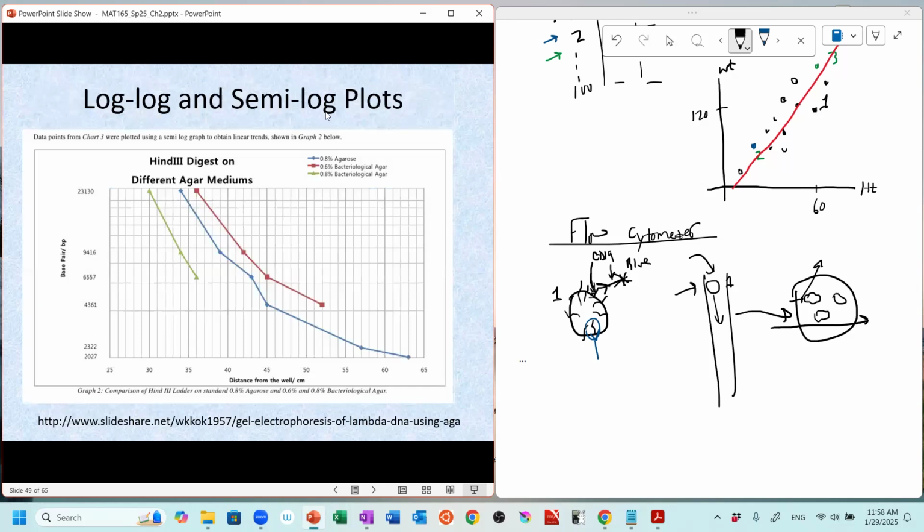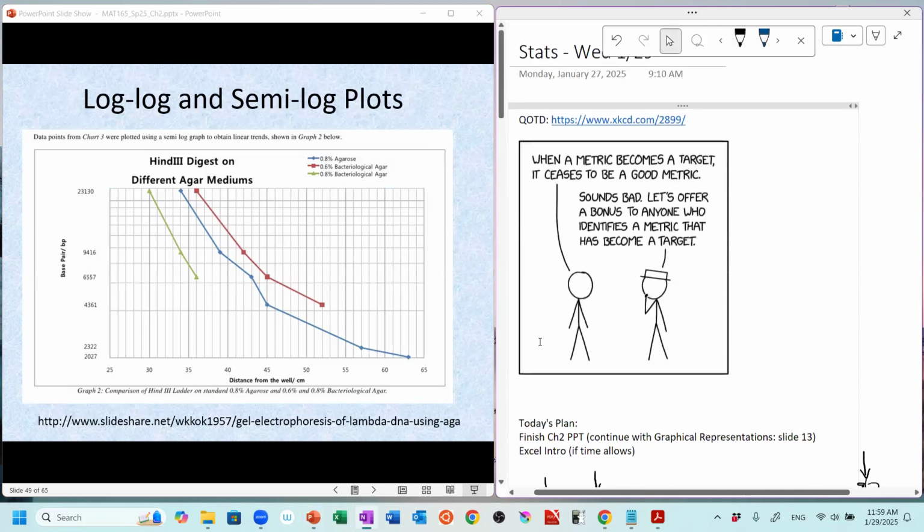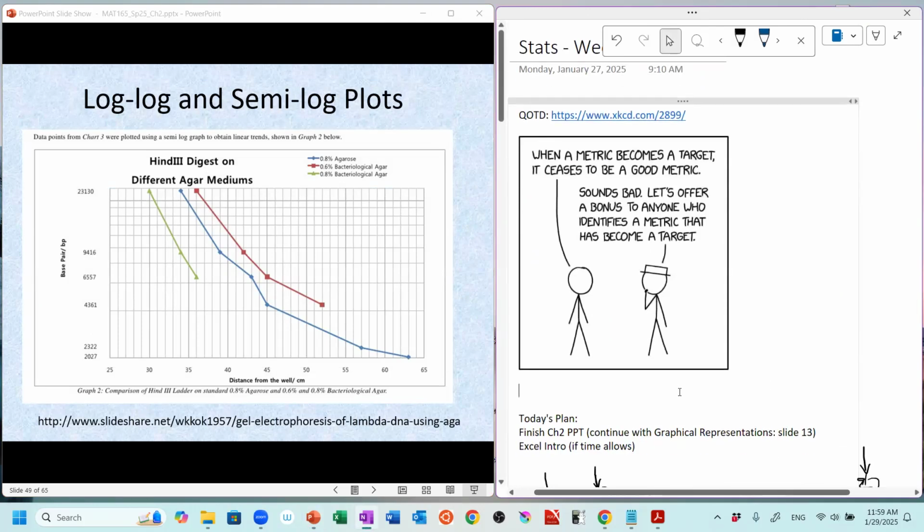Okay, I think we will leave off here. We'll talk briefly about log-log and semi-log plots next time and pick up on these last couple of slides, as well as doing our Excel demo next week. Are there any questions on anything from today?